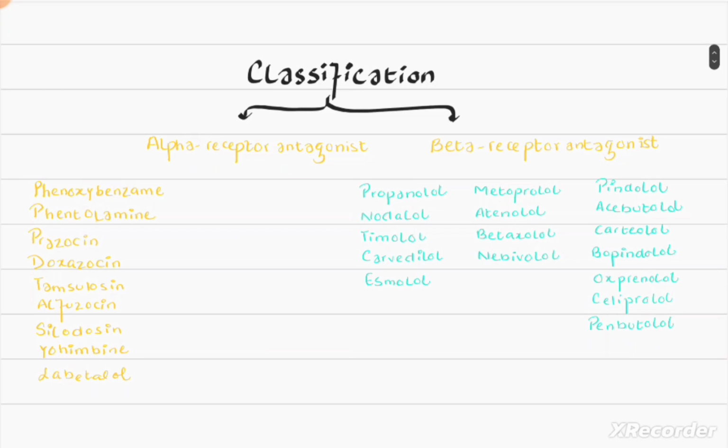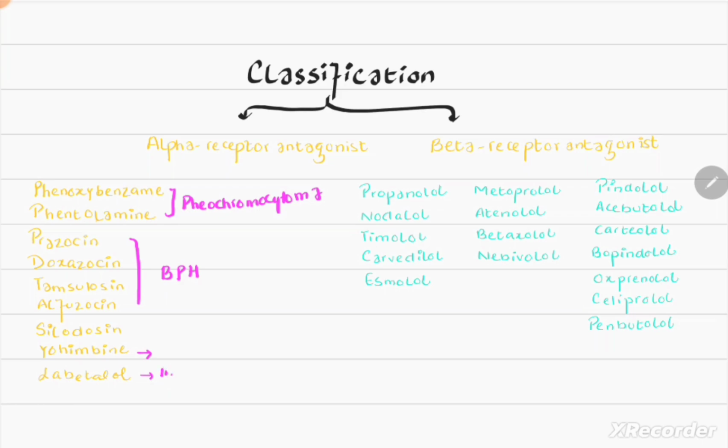So here's a classification. In the alpha receptor antagonists, we have phenoxybenzamine and phentolamine. Both of these drugs are used in the treatment of pheochromocytoma. Prazosin, doxazosin, tamsulosin, and alfuzosin are used in the treatment of BPH. Silodosin is also used in the treatment of BPH. Yohimbine was previously used in the treatment of erectile dysfunction, but now it has been replaced by better drugs. We have labetalol, which is used in the treatment of hypertension.